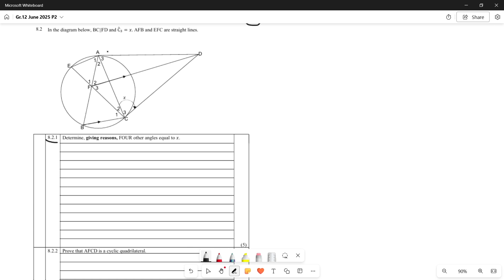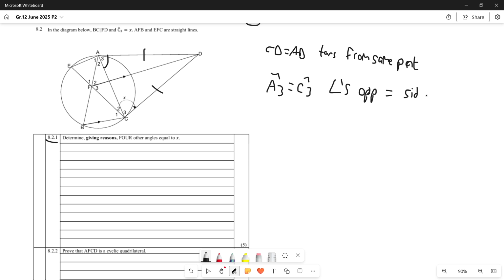Off the bat, we have tangents from the same point. So therefore, CD equals AD because of tangents from same point. Therefore A3 also equals C3 because angles opposite equal sides. So we have one angle here that makes this statement true. We can then go ahead and prove angle B equals A3 over here because of the tan chord theorem. So we have a triangle ABC over there, and therefore this angle A3 equals angle B. So we can write A3 equals angle B because of tan chord theorem.